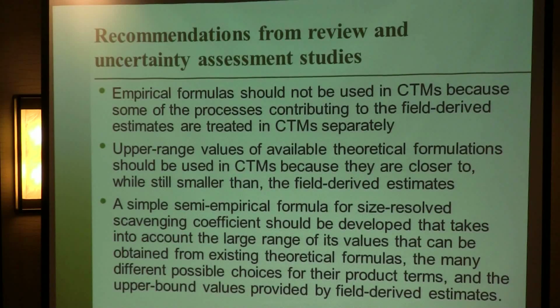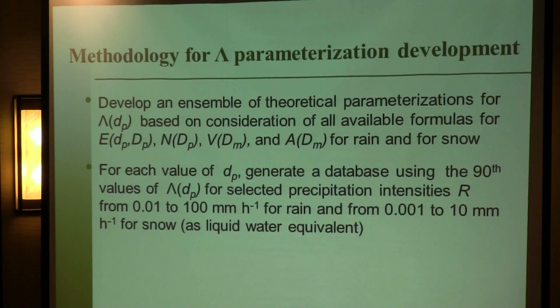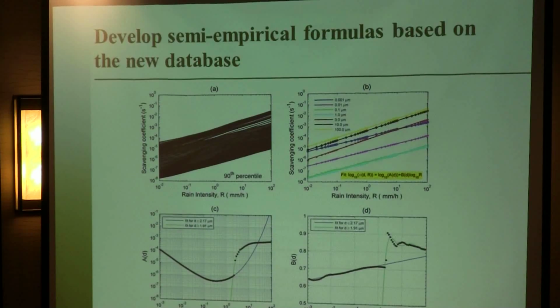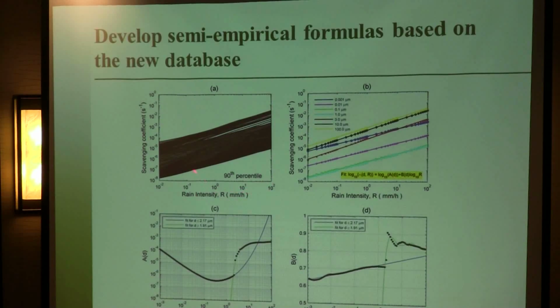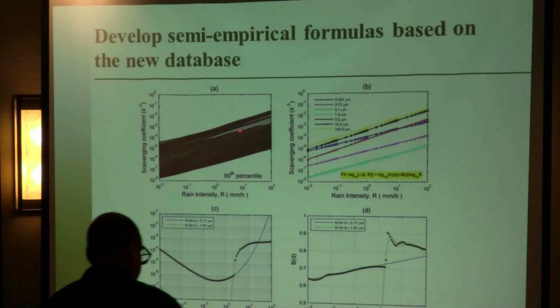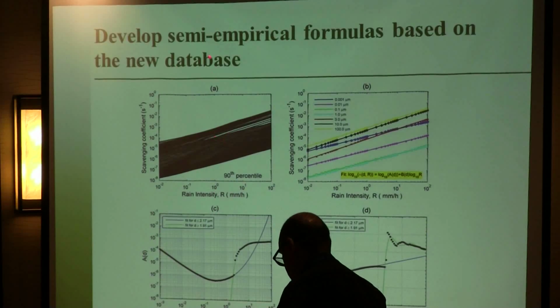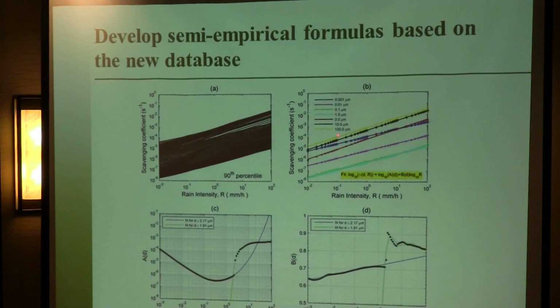And we think we can develop a simple one. I'm not going to describe the process, but anyway, we use an ensemble of all the available formulas for all the input parameters, and we run it for a large range of precipitation intensity. This is scavenging coefficient as a function of precipitation intensity, and each line represents one aerosol size. So these 6 lines are examples of these hundreds of lines.